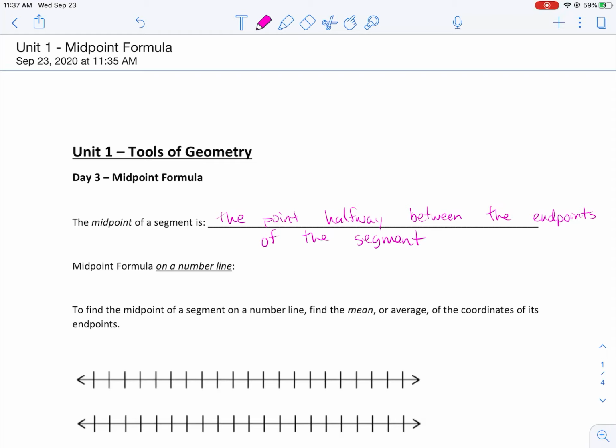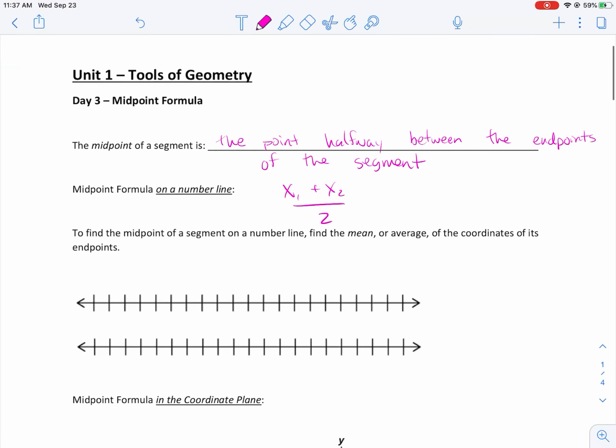Okay, so midpoint formula on a number line. Okay, looks something like this. The formula is just going to be x1 plus x2 all divided by 2. Okay, so that's how you find the midpoint on just a number line. So let's talk about that real quick.